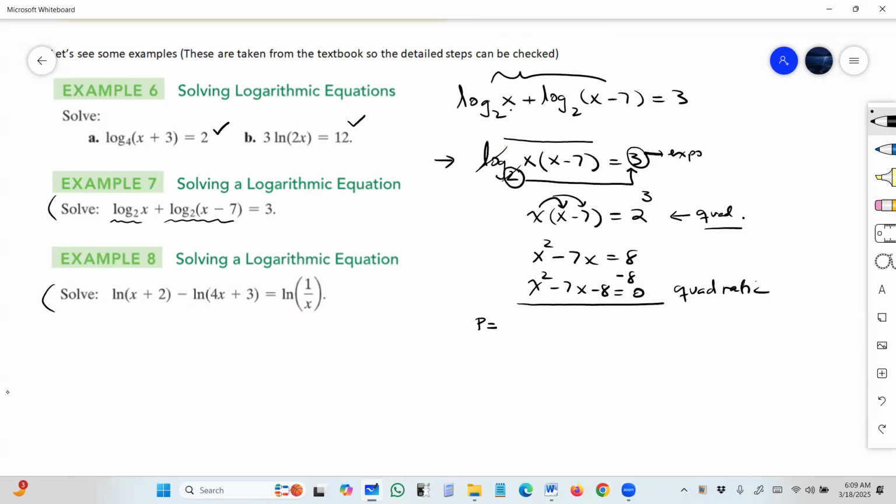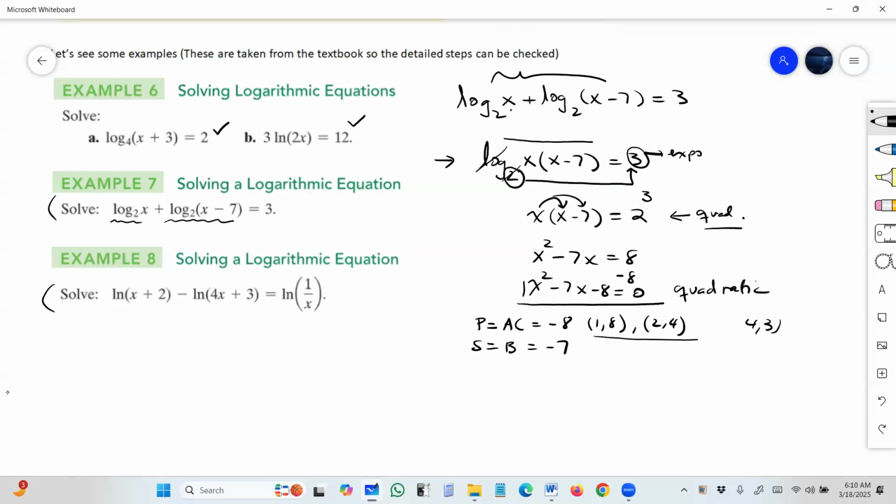So the product has to be 1 times C, or minus 8. And the sum has to be B, which is minus 7. So the only ways that I can get an 8 is with a 1 and an 8, or 2 and a 4. And then you adjust the sign. Now, looking at only these two pairs.